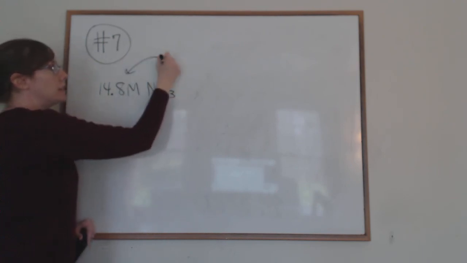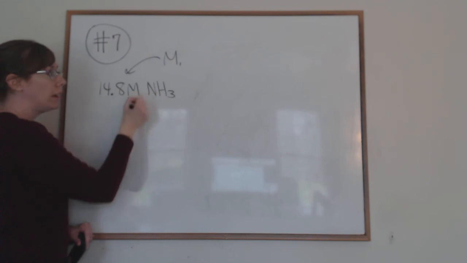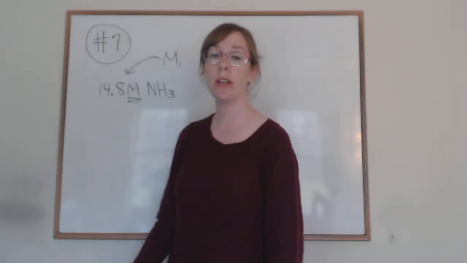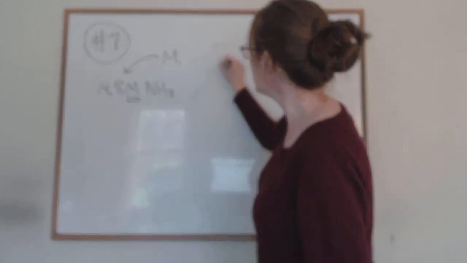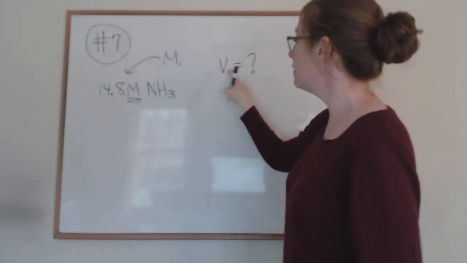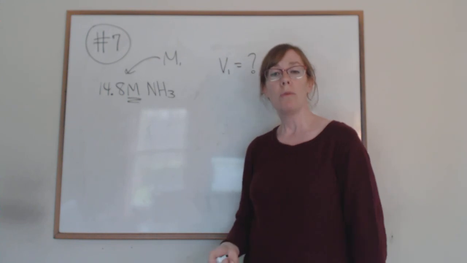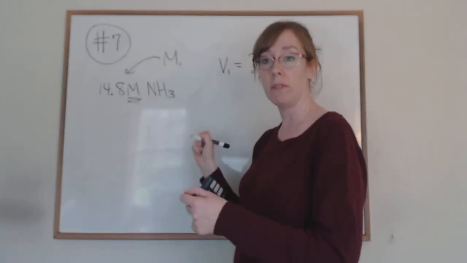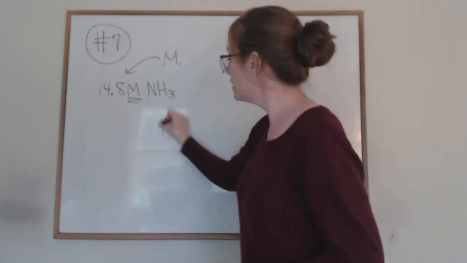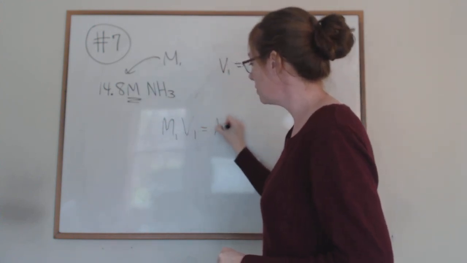I can already tell that's going to be my M1. That's obviously a molarity, but the stock solution is your more concentrated solution. How many milliliters of this solution, so I'm obviously solving for V1, what's the volume of this solution, would you need to dilute to make 1,000 milliliters of 0.250 molar? So this is just M1 V1 equals M2 V2. I'm diluting.